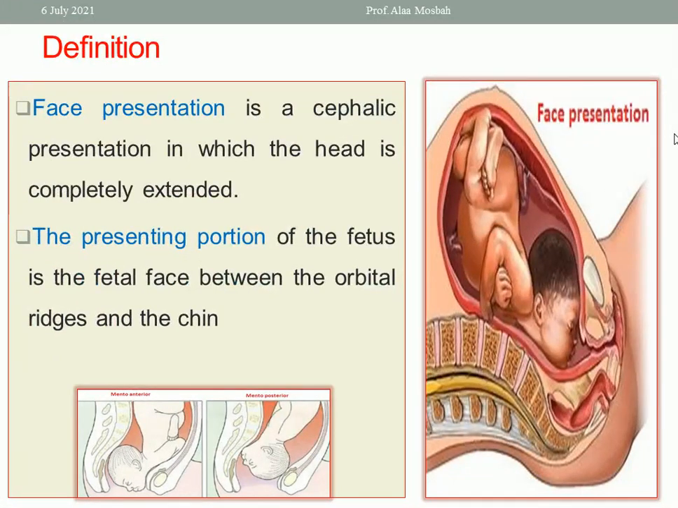Let us start with face presentation, which is a cephalic presentation in which the head is completely extended. As you see in the picture, this head is completely extended. That's why the lowermost part of the fetus is the face, so we call it face presentation. The presenting portion of the fetus is the fetal face, between the orbital ridges here and the chin. Okay?